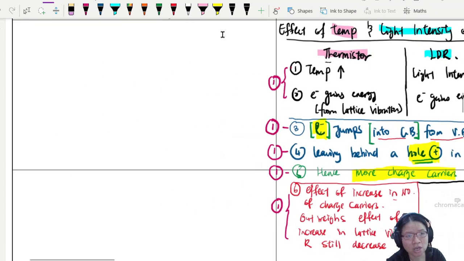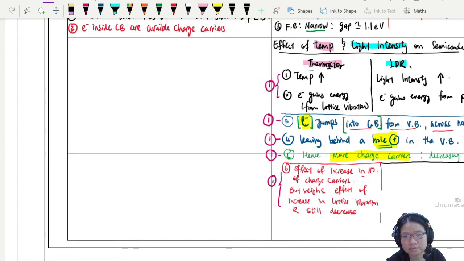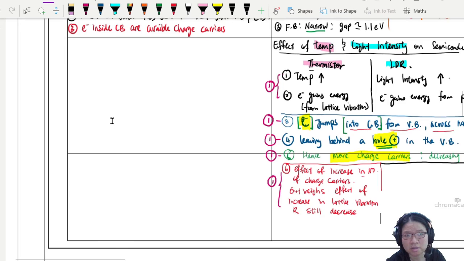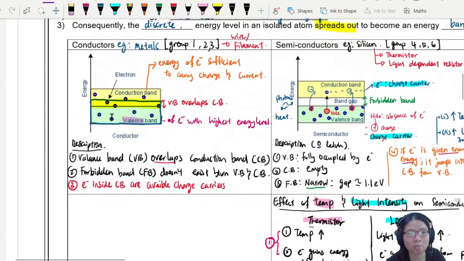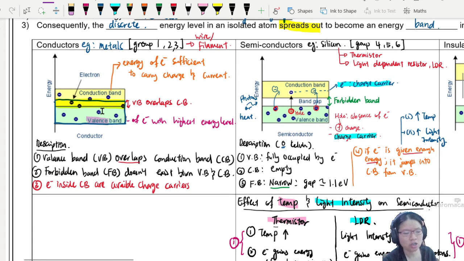Sometimes they will ask you, hey, since the thermistor, when the temperature increases, the resistance decreases, will the same thing happen for my metal? What do you think? What happens when you heat the metal? Lattice vibration also happens. The entire metal structure goes through more vibration. But do you get more charge carriers?